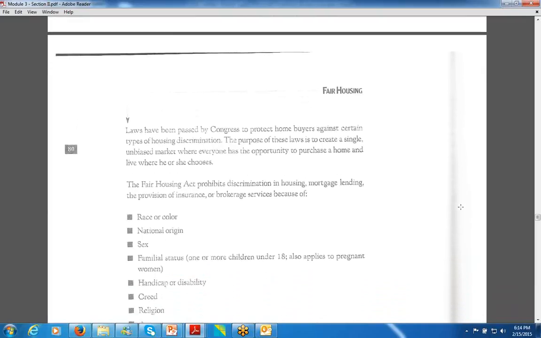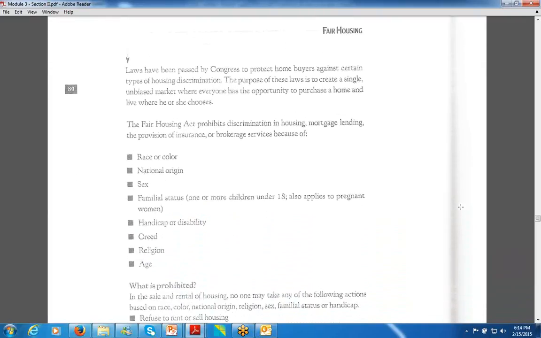Now let's talk about fair housing. Unfortunately, we still have discrimination in this country based on race, national origin, sex, familial status, handicap, or disability, creed, religion, age. Discrimination based on any of those factors is blatantly illegal. We see it, it happens. There are agencies to address it.